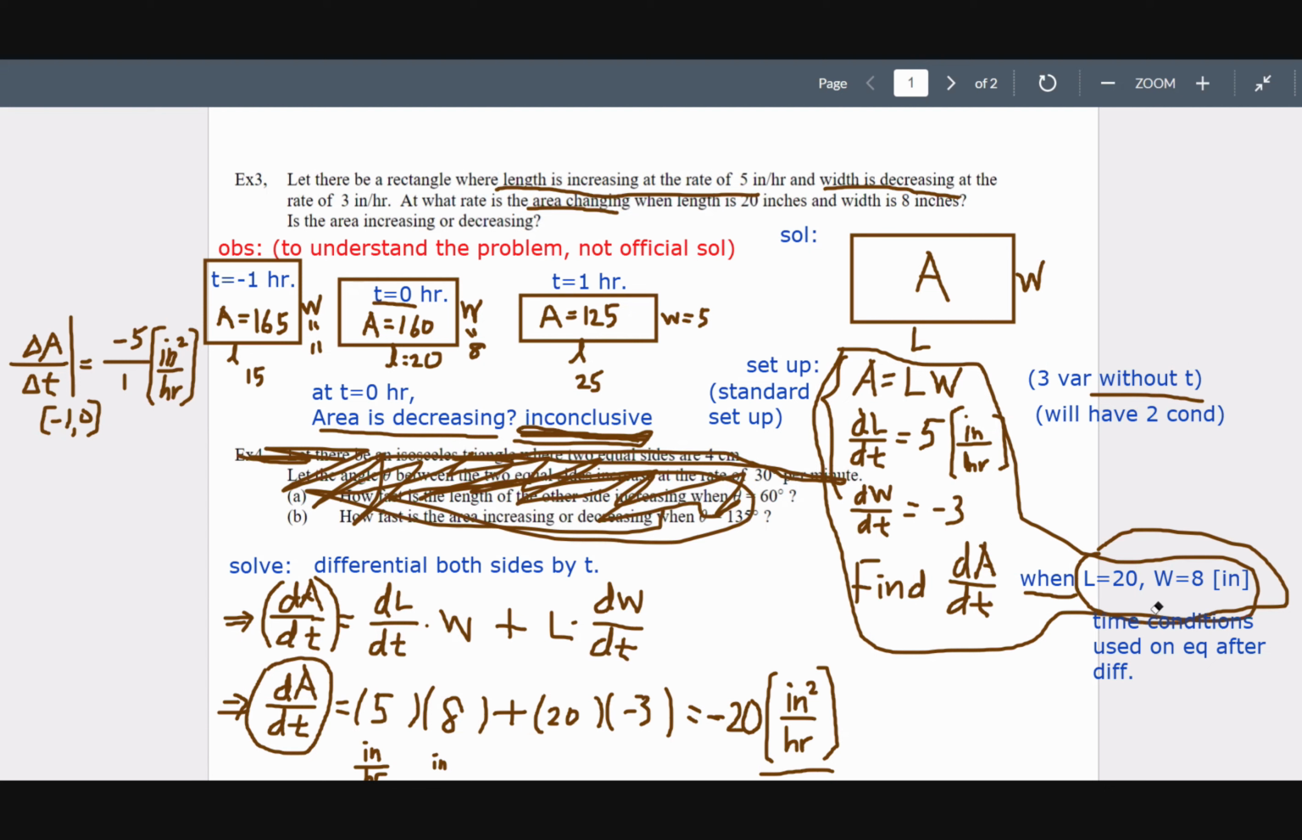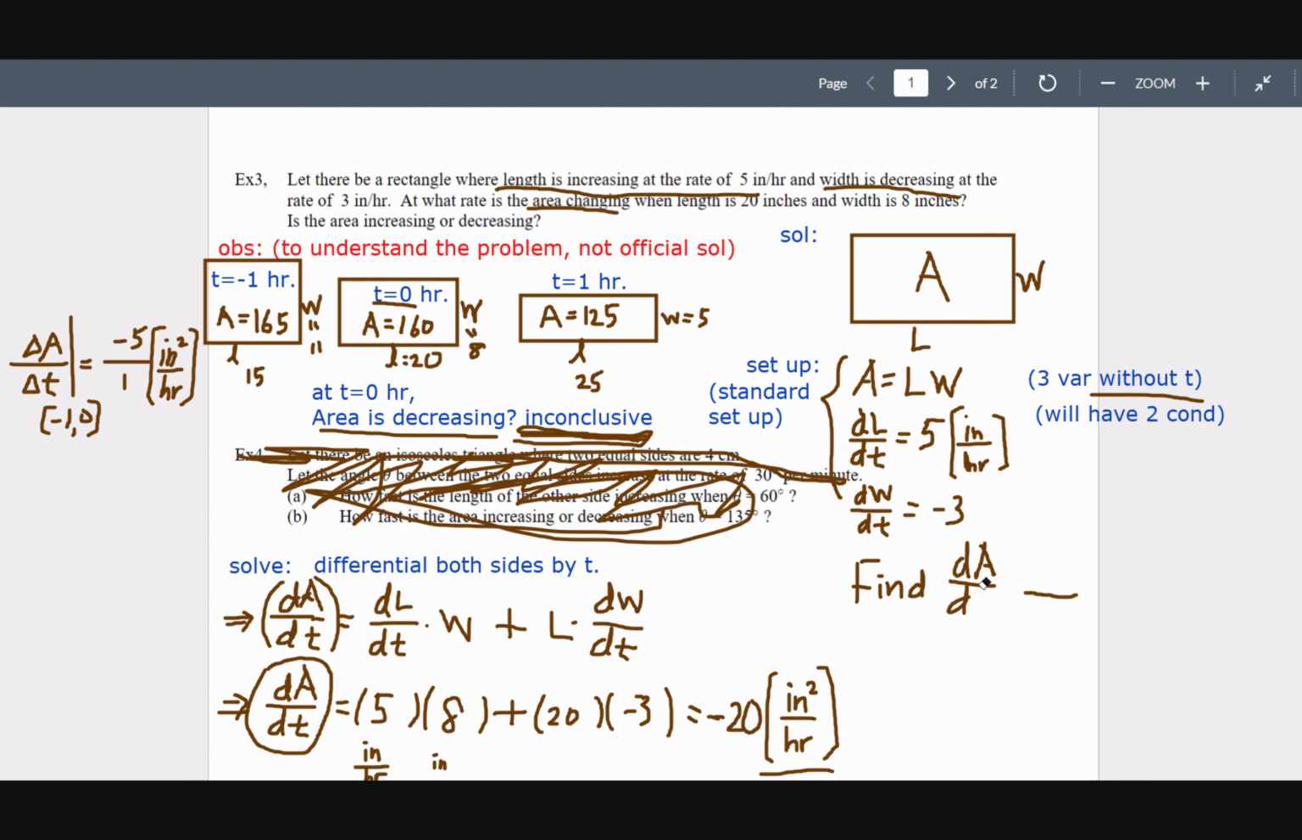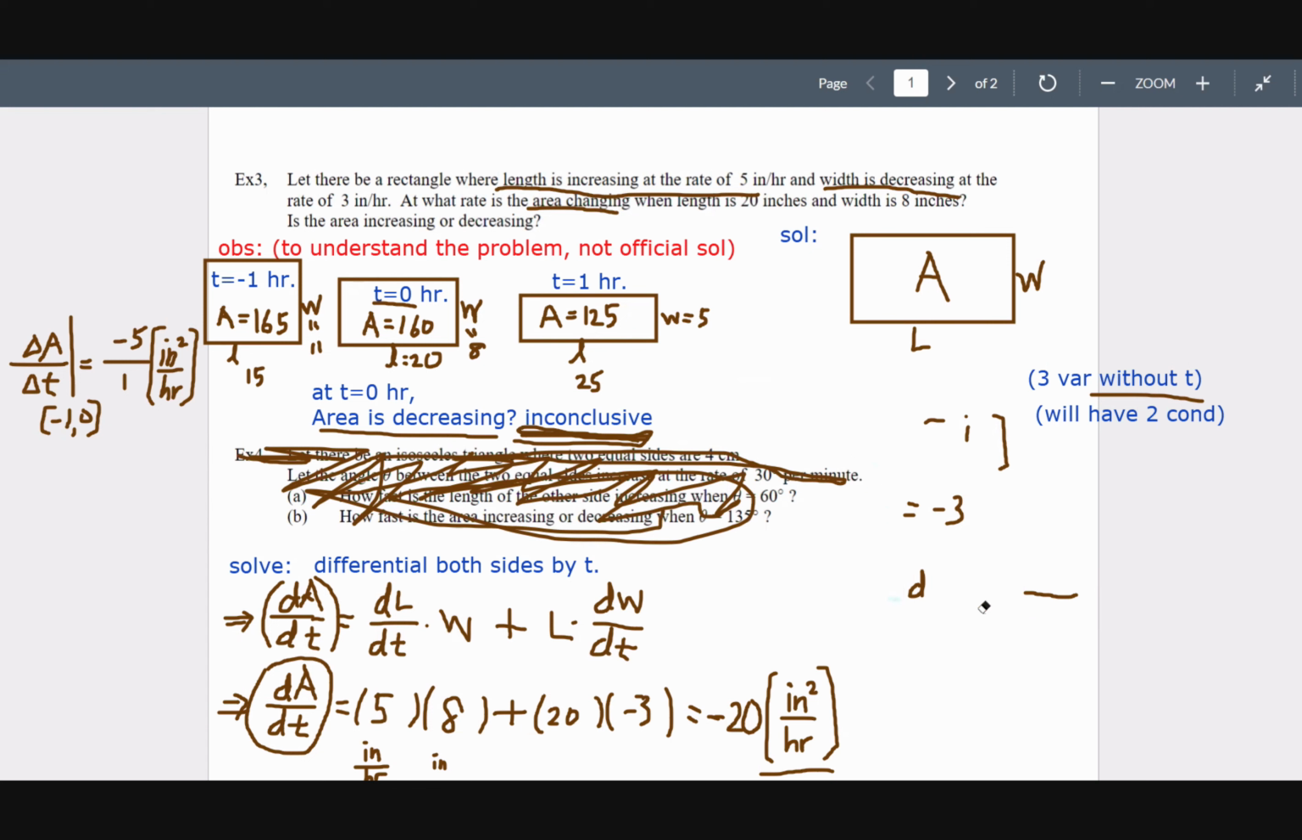So I'm going to erase this. I'm going to erase everything here, and I'm also going to erase the setup here. Okay, setup here.